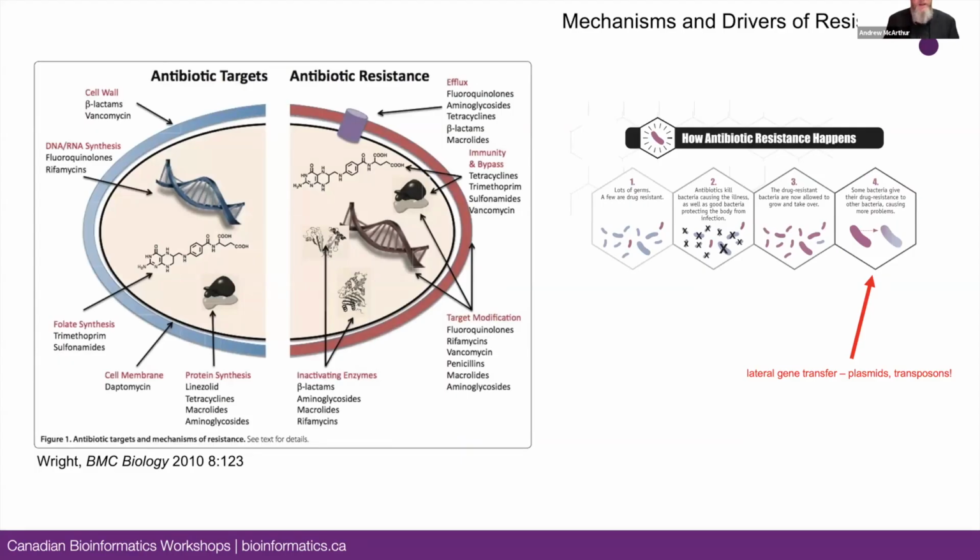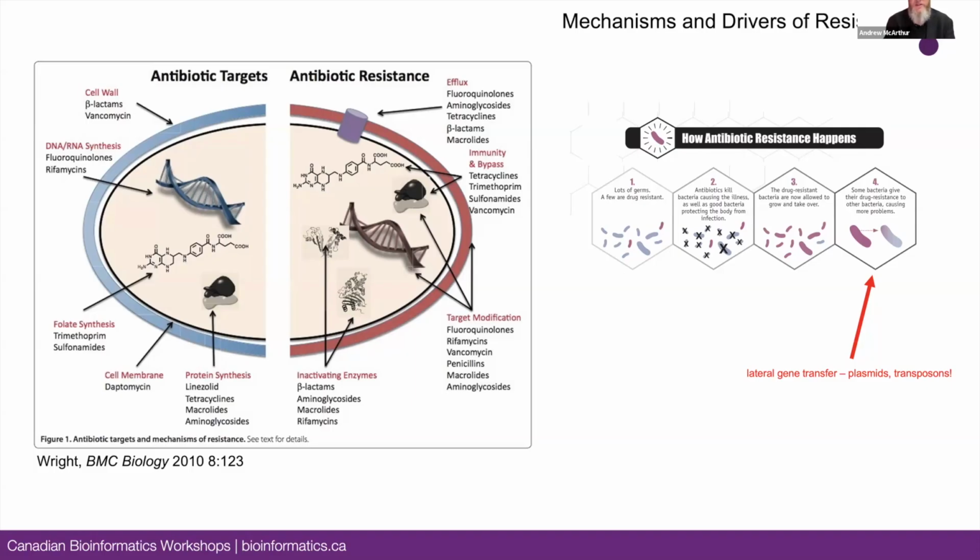So the big thing to recognize, and this has been hinted upon in the talks, is we're dealing with a lot of mechanisms and drivers. So on the left of this figure from Gerry Wright are all the targets. Antibiotics target the cell wall, DNA, RNA synthesis, folate synthesis, the cell membrane, protein synthesis, you name it. There's lots of different targets in the cell. And we're always looking for antibiotic molecules that will hit new targets, right? Ones that we have no existing resistance. But on the right-hand side is what bacteria do. They've been using small molecules to talk to and to threaten and kill each other for millennia.